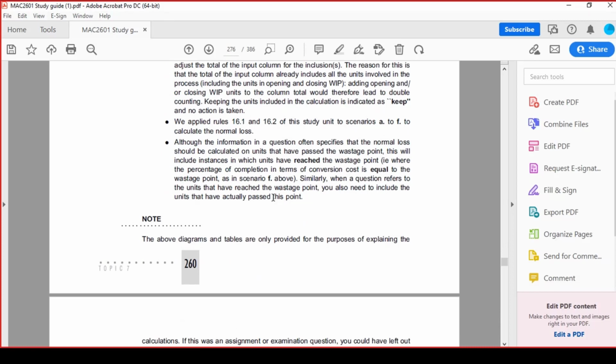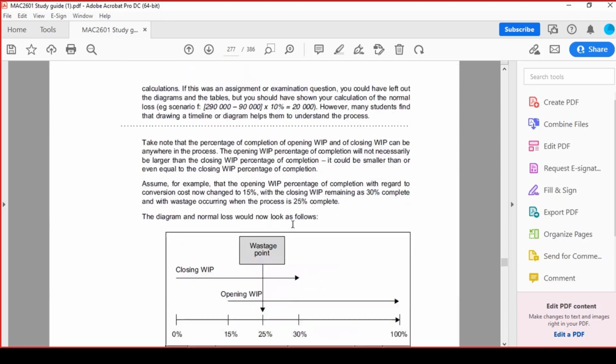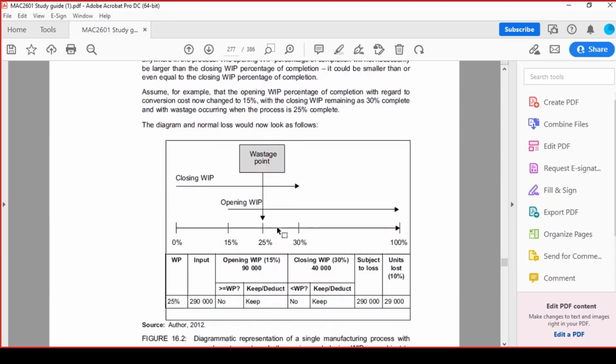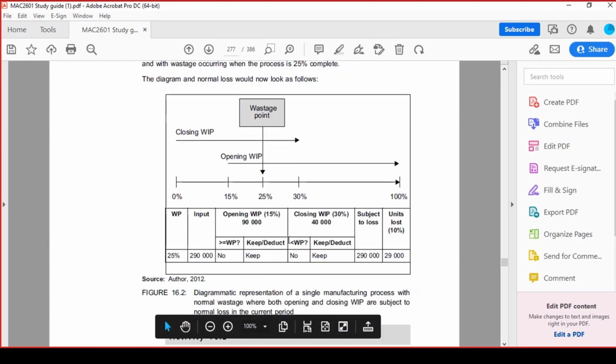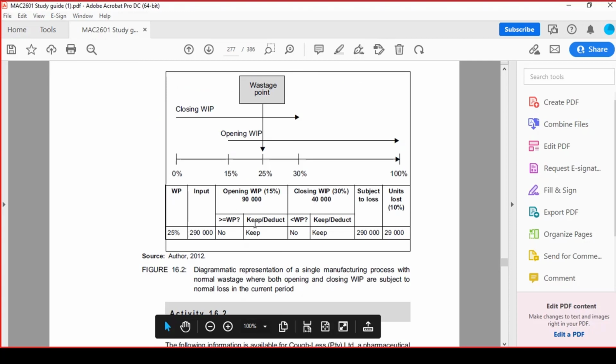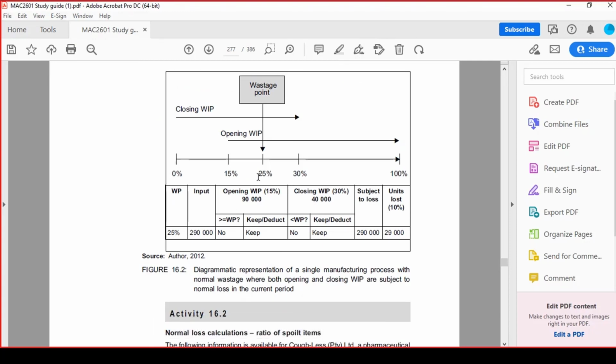So I'm going to move on, taking it that you understand the principles of keeping and deducting, and also knowing the number of units that are subject to loss. In certain instances, I've said it's not always a thing where you're always going to deduct. It might be that the wastage point, they tell us that it's 25%. And if you're opening with percentage, it's 15% completed.